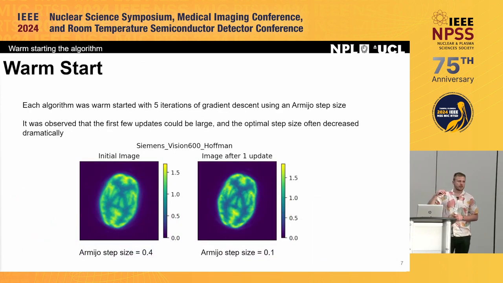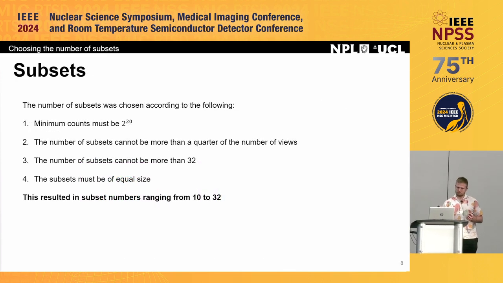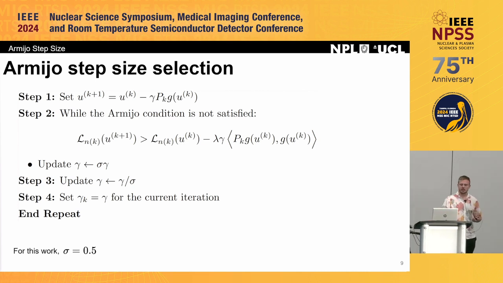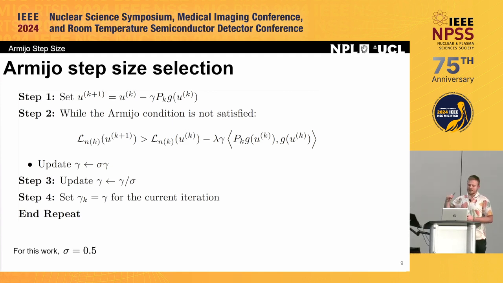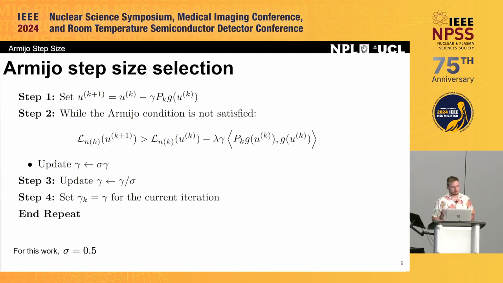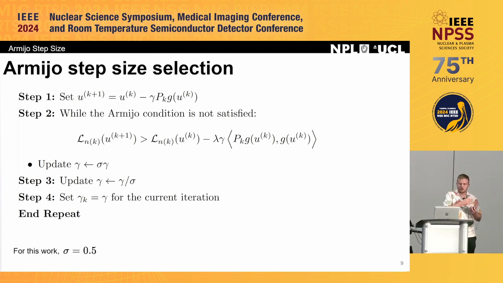I'll start here, sorry, these are in the wrong order. In order to choose our step size, we used an Armijo step size selection. So you start with quite a high step size, and then you see whether this condition is satisfied. And if it isn't satisfied, then you reduce the step size until the descent is great enough that you're happy, and that's what you set for your step size for that iteration.